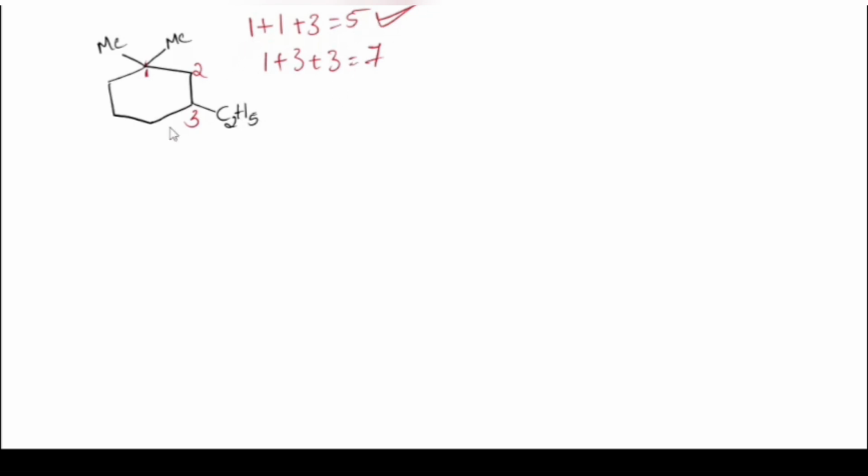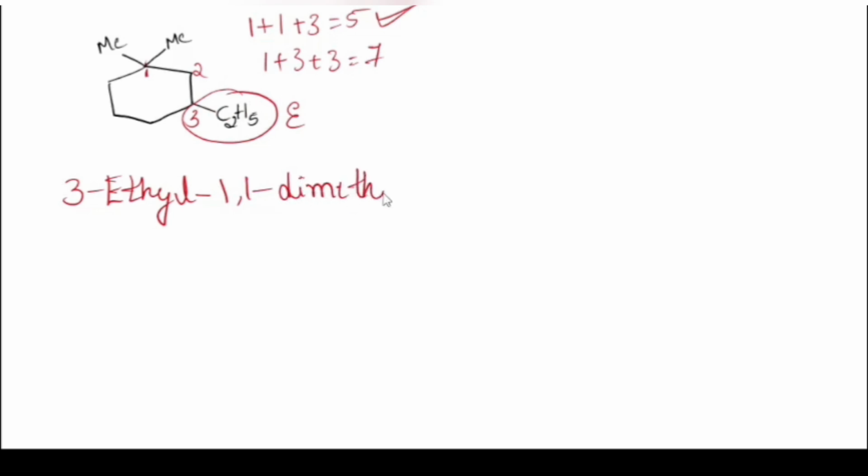Now we'll start naming this particular compound. First we have to name this one because E will come first in alphabetical order. That's why here 3-ethyl, then hyphen, here 1,1, at the same position two groups are attached, 1,1-dimethyl. All these substituents we already named and the remaining is cyclohexane. Here cyclohexane. This is the IUPAC name.